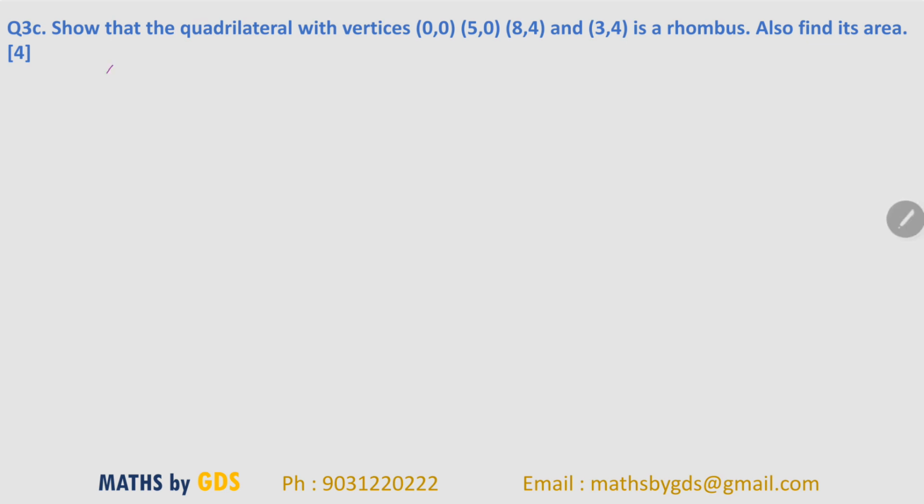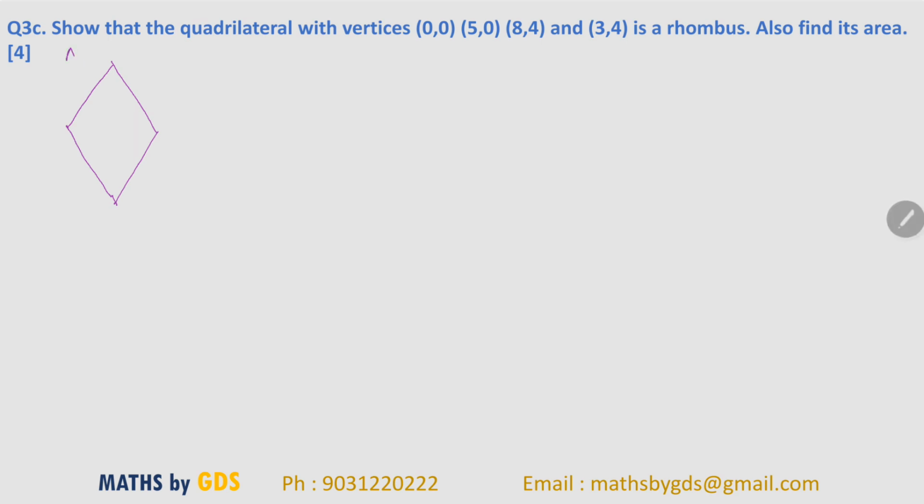Now a rhombus looks somewhat like this. The properties of the rhombus are: all four sides are equal, diagonals are not equal, but diagonals are perpendicular bisectors, and the area of a rhombus is half into the product of diagonals, right?